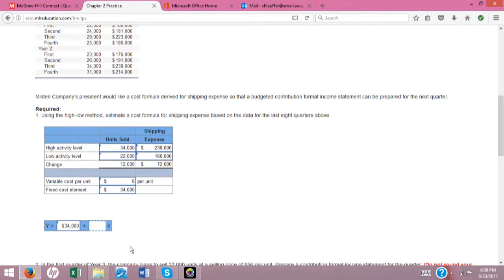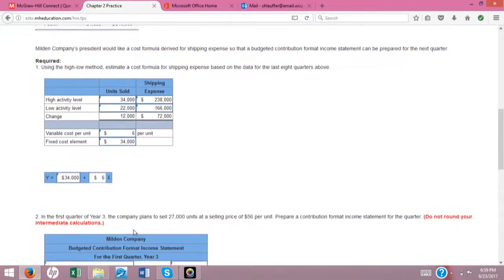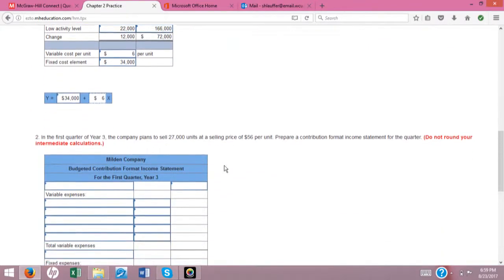And that'd be our fixed cost plus our variable cost, and our variable cost is $6 a unit times, we don't know, it depends on how many units we're going to make, and that would be our equation. So fixed cost plus variable cost of $6 a unit times the number of units. So that is our equation.